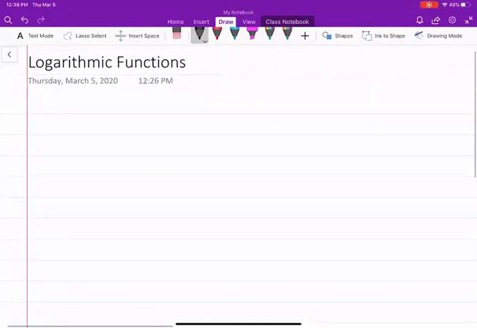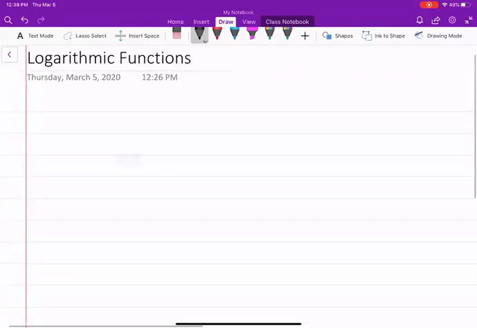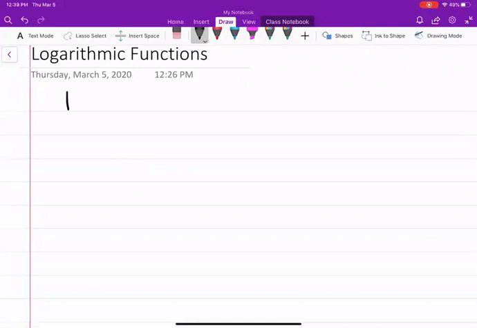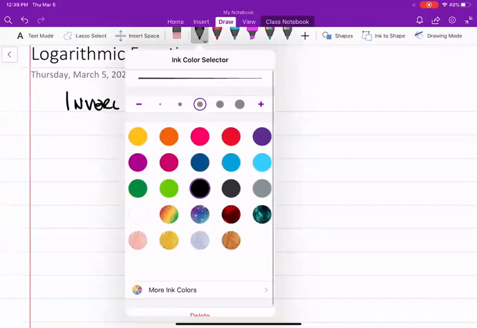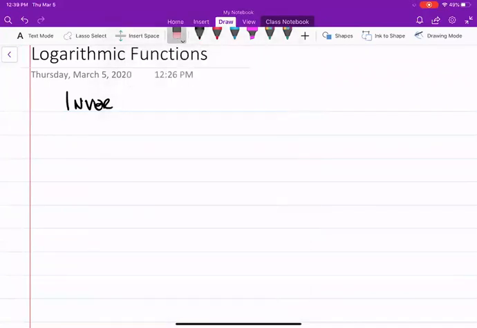So we're talking about logarithmic functions. We shorten that to just log, okay? Logarithmic functions are the inverse of the exponential functions.